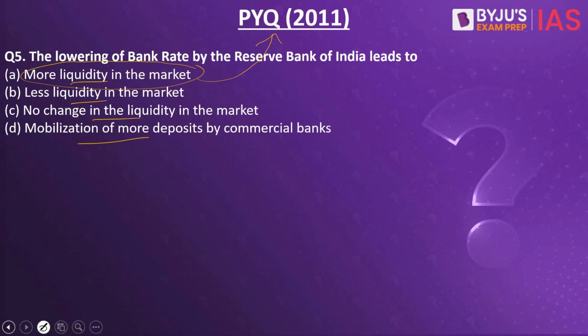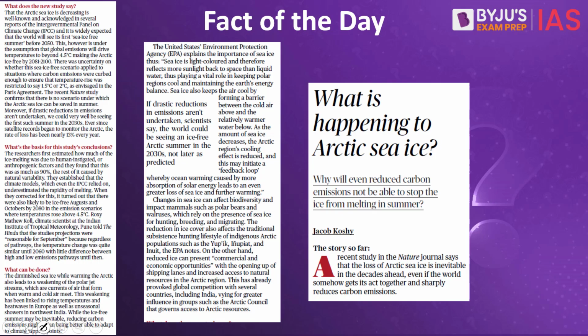Now let's look into the fact of the day. The fact of the day for today's discussion is loss of Arctic sea ice. Let us try and understand what this article is all about. When we speak about Arctic sea ice, what exactly is happening? What we are witnessing of late is the impact of climate change. Because of climate change, there is warming taking place in the polar regions, that is the Arctic region. We also have the Antarctic region, which is witnessing a lot of warming.